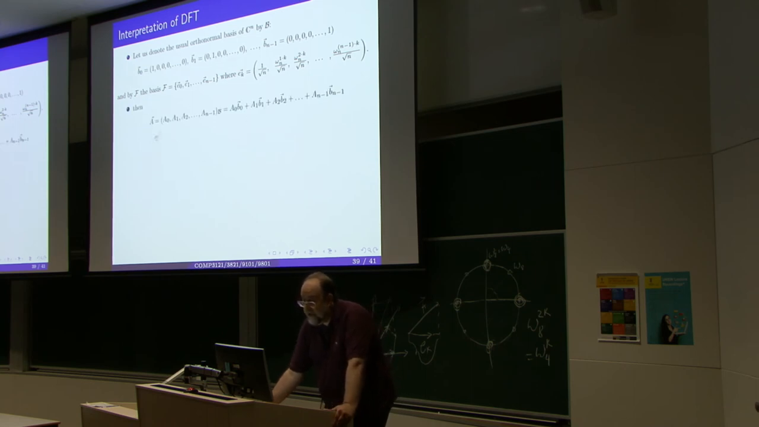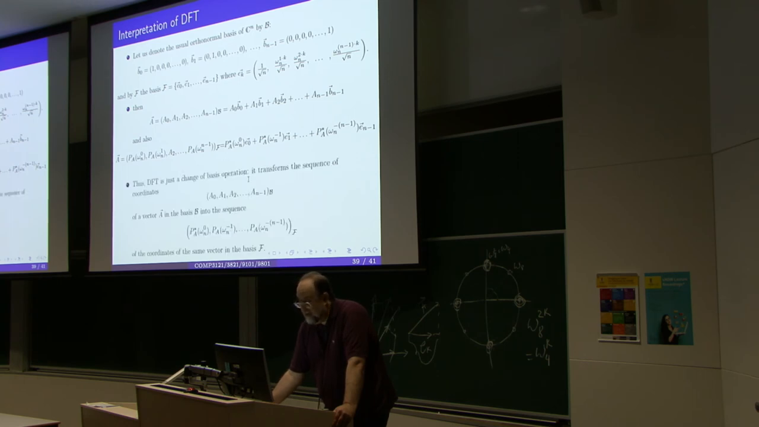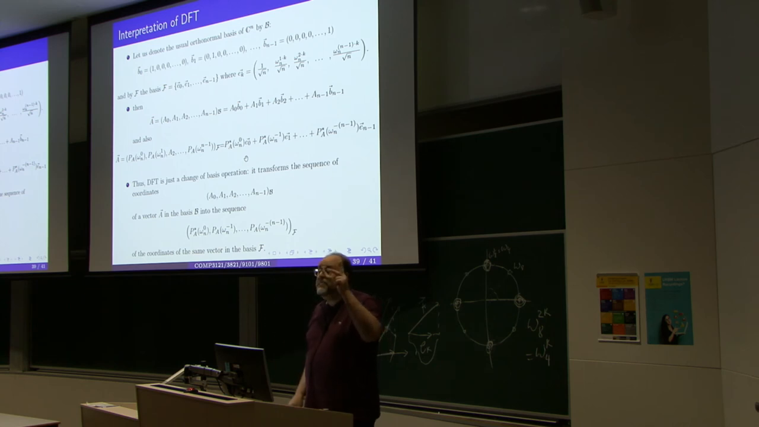So your vector A, in the basis B, is just a linear combination of coordinates times these unit vectors. But this vector can also be represented in this complicated basis, let's call it F for Fourier. And we saw that the coefficients in this basis are the values of your polynomial with the initial sequence. So the DFT is nothing but an operation of change of basis.